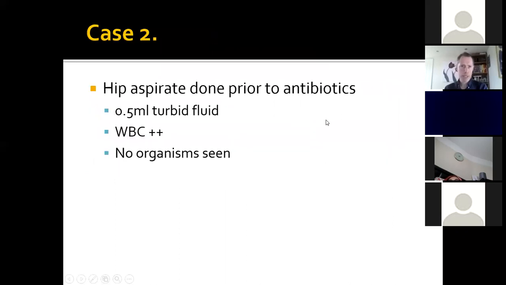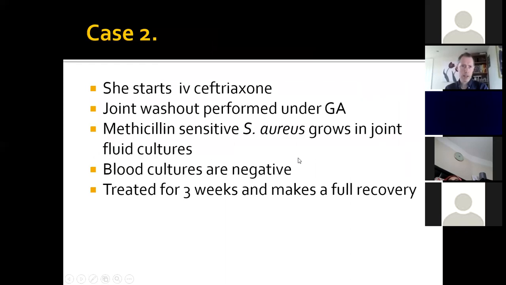So hip aspirate was done on this child, and it was done prior to antibiotics. We had half a millilitre of turbid fluid aspirated, which showed white cells, but no organisms were seen. She was started on IV ceftriaxone, and then a joint washout was performed under general anaesthetic because the surgeons felt that it was likely to be a septic arthritis, and methicillin sensitive Staphylococcus aureus grew in joint fluid culture, so the diagnosis was confirmed.